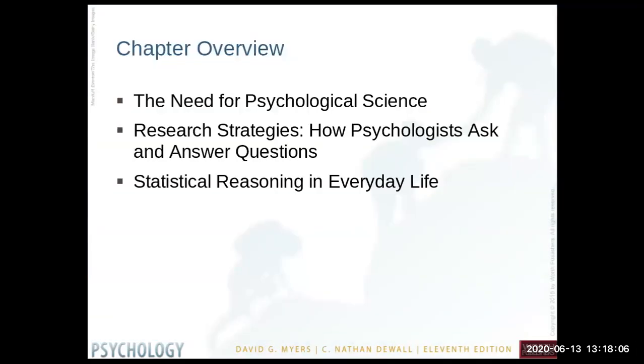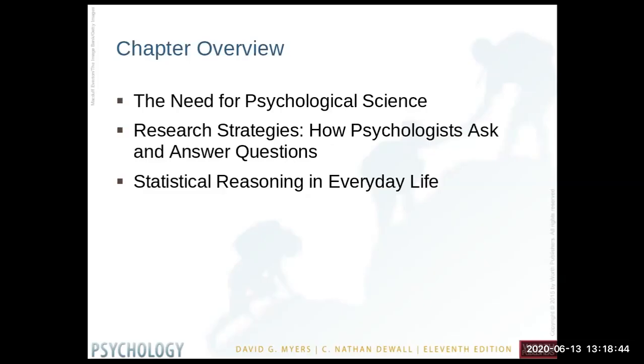The 3 portions of this chapter are the need for psychological science, research strategies, how psychologists ask and answer questions, and statistical reasoning in everyday life. Now, I know that this probably scares people and they think that we're going to have to do math problems and statistics and things like that. And the answer is no, we're not. So don't worry. I do want to teach you about what we do, how we pool data and use statistics in psychology. But no, don't worry, you won't have to do math.